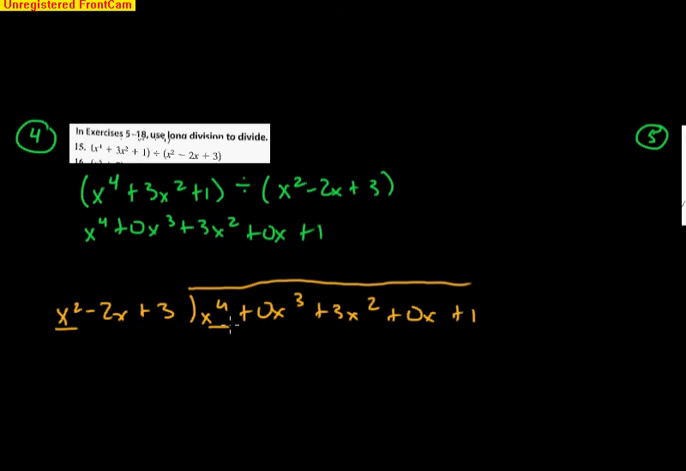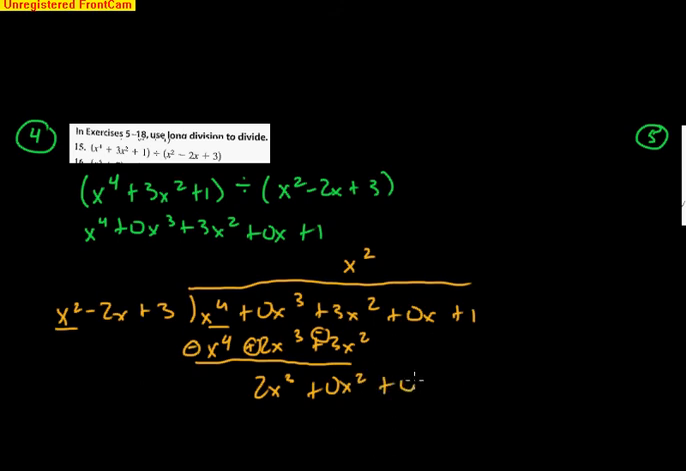How do I make x squared become x to the fourth? Multiply by x squared. 1, 2, 3 terms. 1, 2 over top of the third term. X to the fourth minus 2x cubed plus 3x squared. So that's distributing the x squared to the outside polynomial. Change all of your signs to subtract and then combine. X to the fourths cancel. 0x cubed plus 2x cubed is 2x cubed. The 3x squareds cancel, so that's 0x squared. And I bring down the 0x.